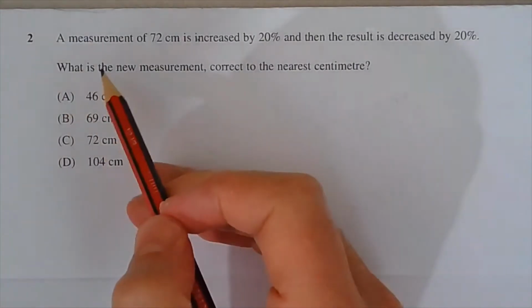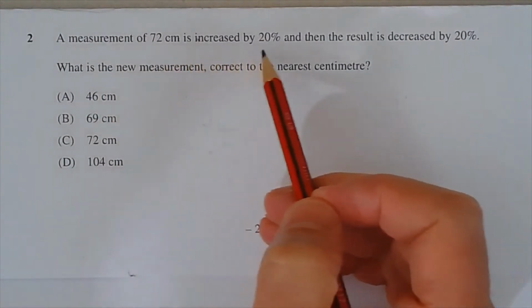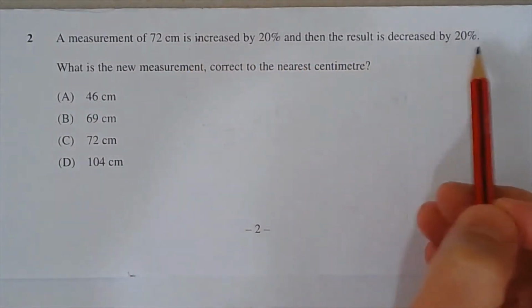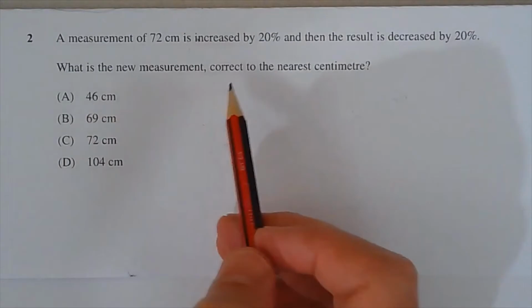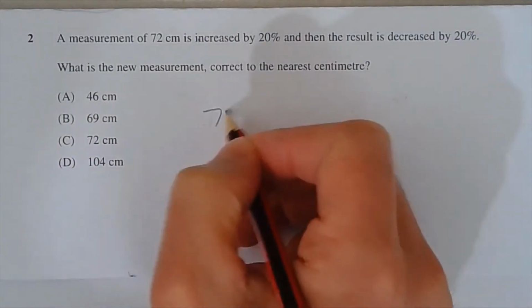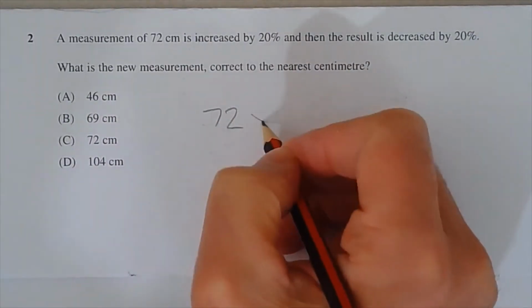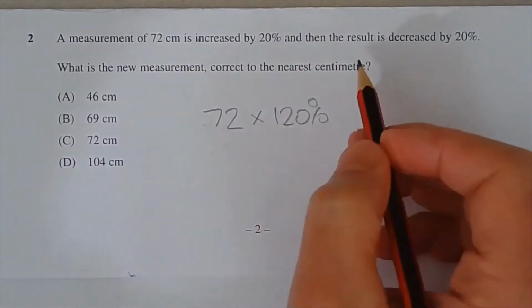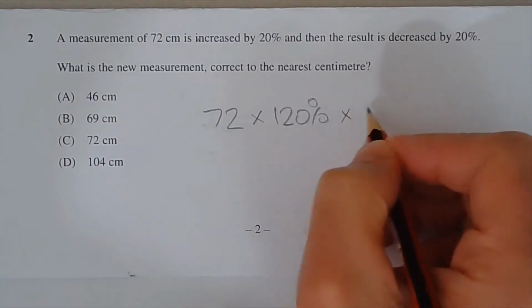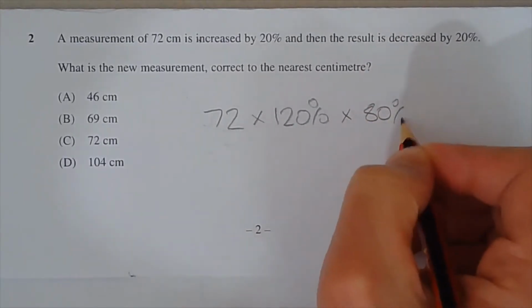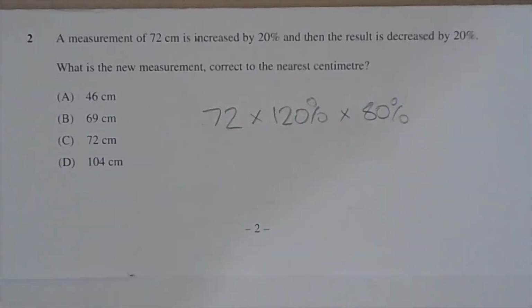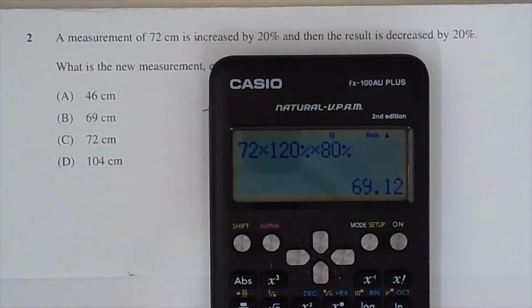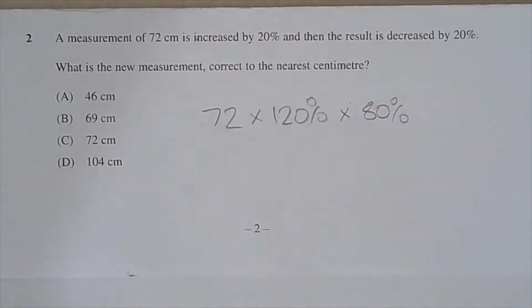Question 2. A measurement of 72 centimeters is increased by 20% and then the result is decreased by 20%. What is the new measurement correct to the nearest centimeter? So starting off with 72 centimeters, increasing that by 20%, we multiply by 120%, and then decreasing that by 20%, we multiply it by 80%. So 100 minus 20%, which is 80%. To give us a total of 69.12 centimeters, and correct to the nearest centimeter, that'll be option B.